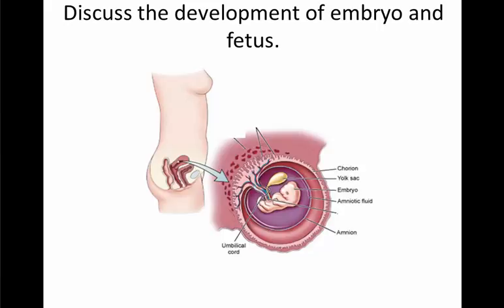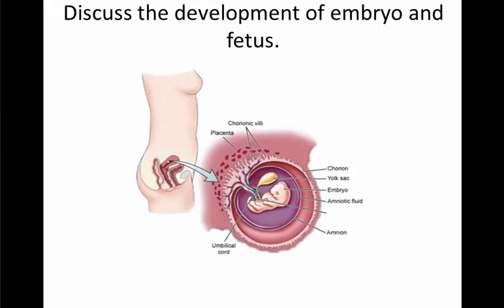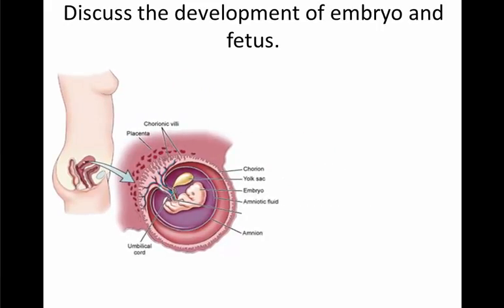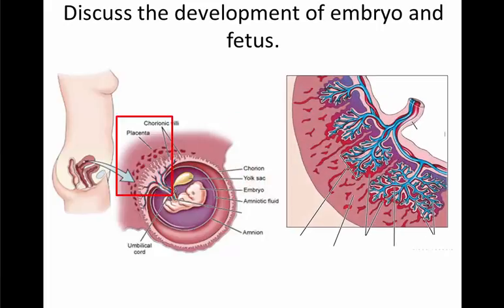Around the outside of the amniotic sac, we have the chorion. The chorion produces many finger-like projections called the chorionic villi. The chorionic villi penetrate the uterine wall and interact with the tissues of the mother's uterus and form the placenta. If we move that image off to the side, if we were to zoom in on the placenta area here, this is what we would see.